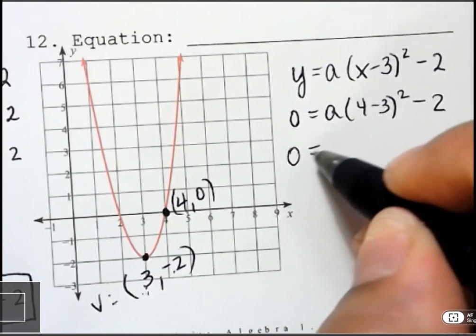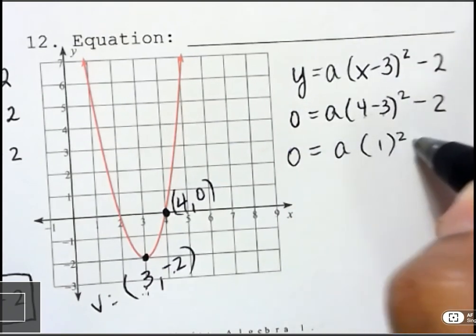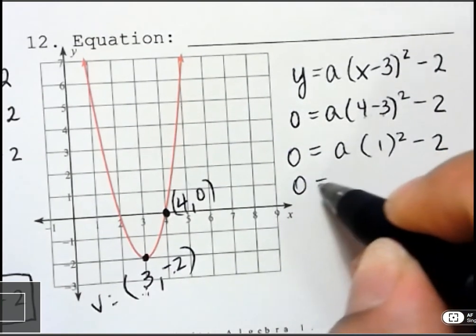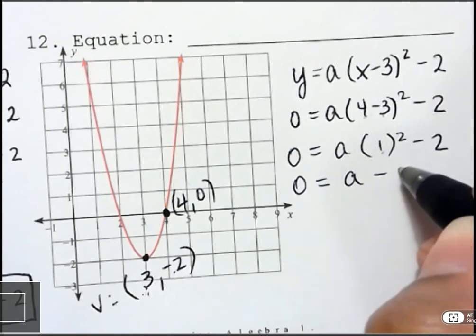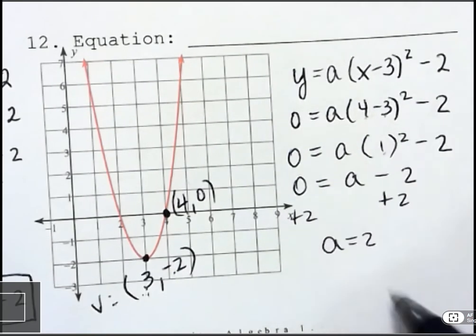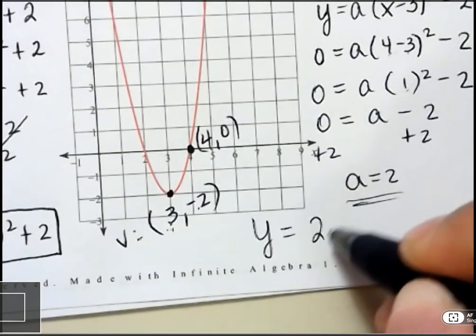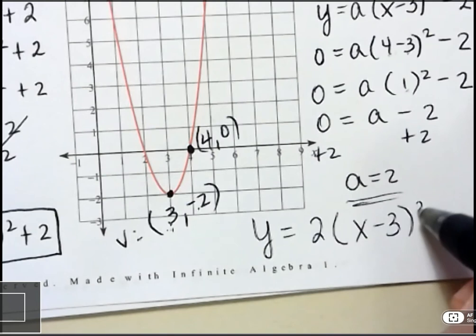Okay. What's 4 minus 3? 1, right? 1 squared is just 1. And if we add 2, a equals 2. So the final answer is going to be y equals 2(x - 3) squared - 2.